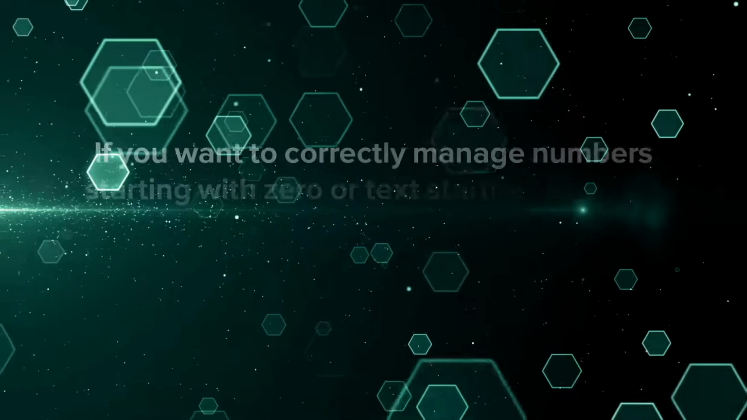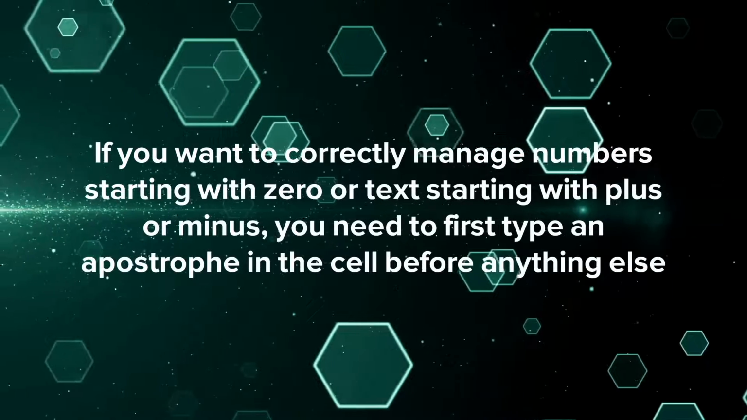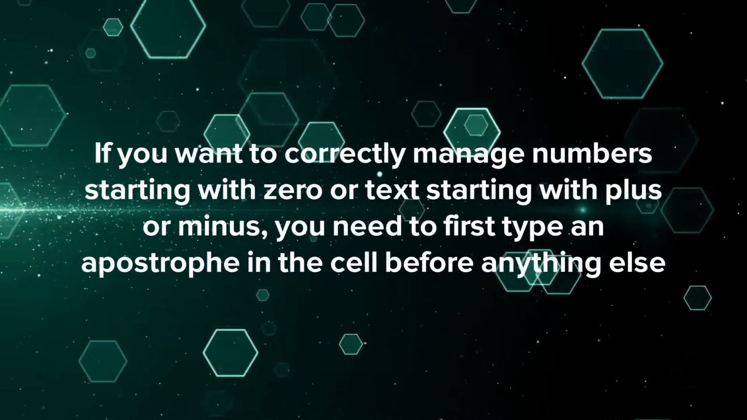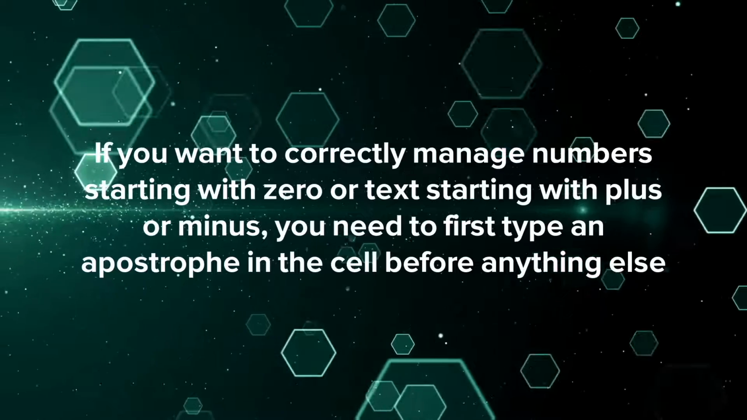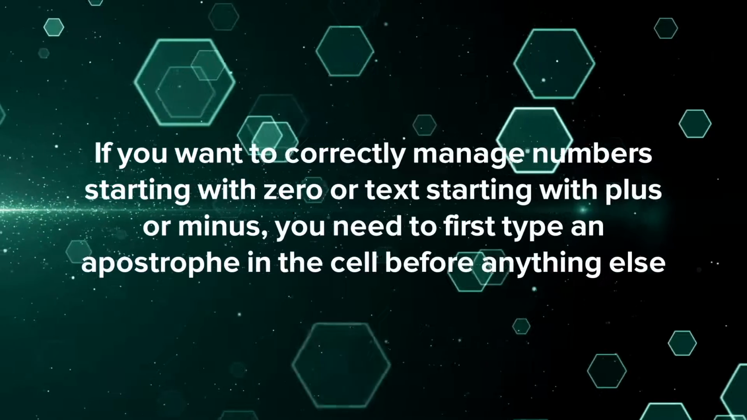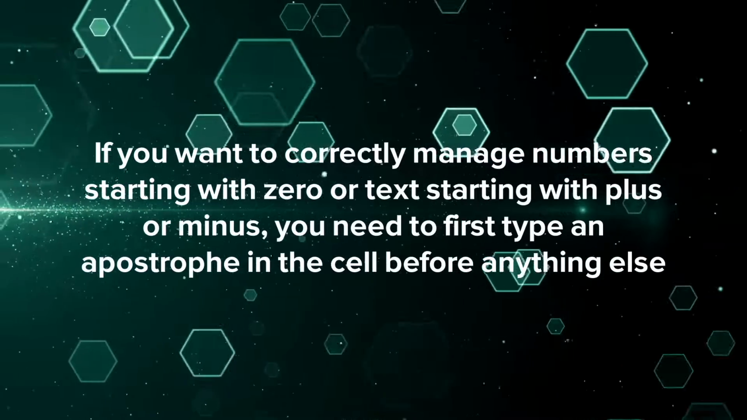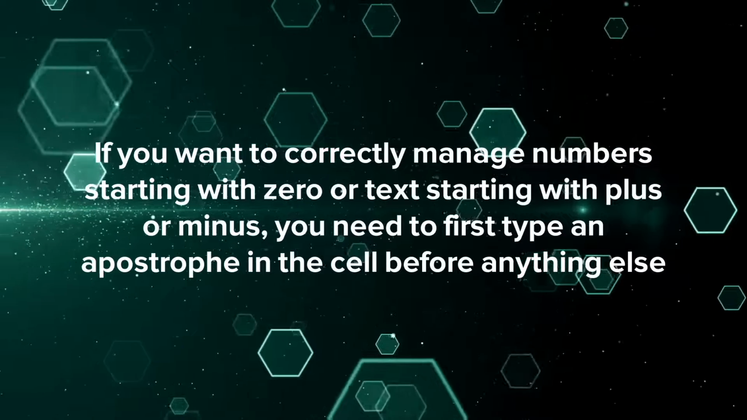As I teach in all my videos how to be as effective as possible, I won't beat around the bush, and I'll give you the solution right away. If you want to correctly manage numbers starting with 0 or text starting with plus or minus, you need to first type an apostrophe in the cell content before anything else.